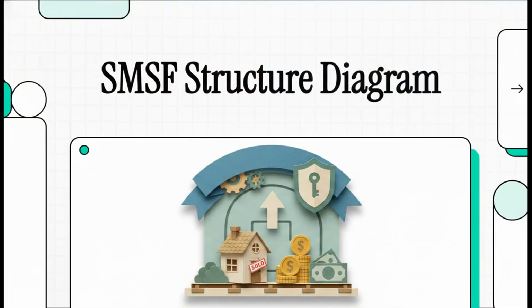Okay, let's dive right into this. Welcome to the Explainer. So today, we're looking at a visual map that could, quite literally, save your retirement fund from a complete disaster. We're talking about the SMSF borrowing structure diagram. If you've ever thought about using your superannuation to buy a property, trust me, this is the one blueprint you absolutely cannot afford to ignore.